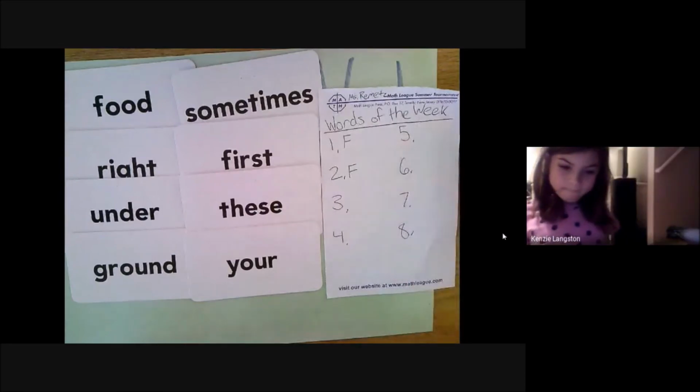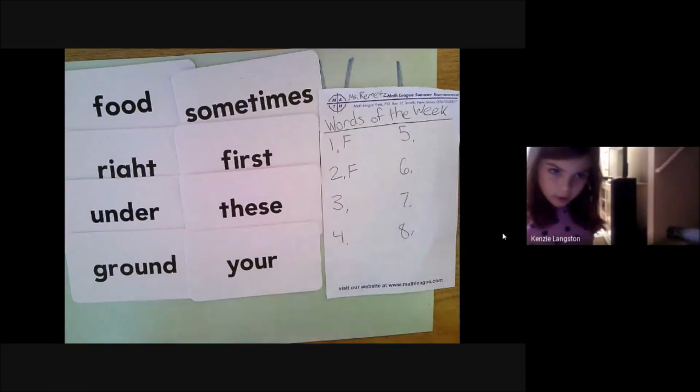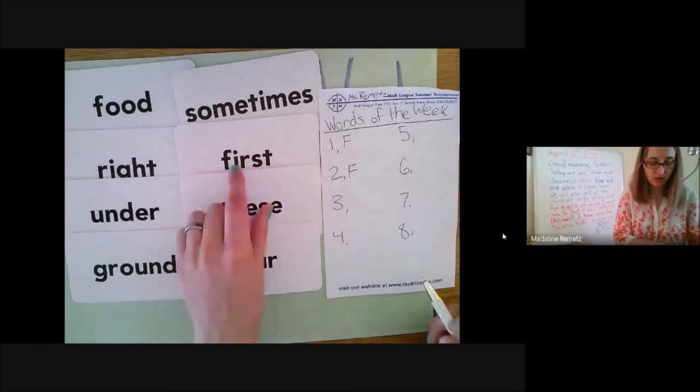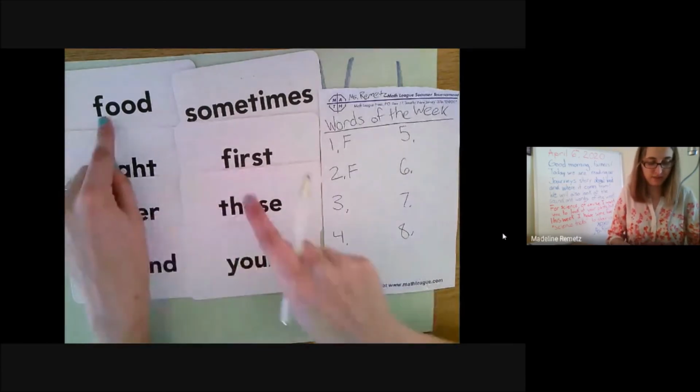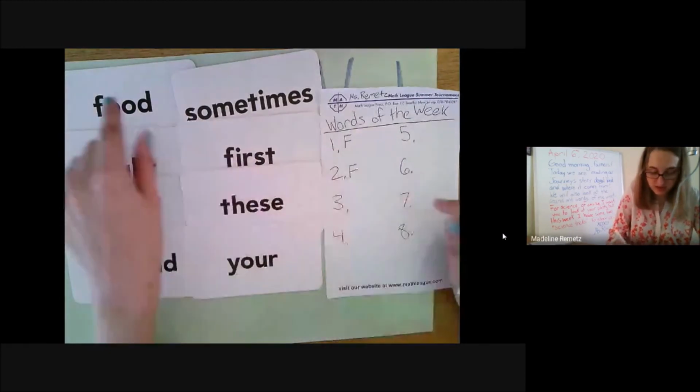First. Why'd you say that? Because I comes before O. Right, Kenzie did what I said to do. Look at the second letter. And we know that I comes before O. So you should have first.